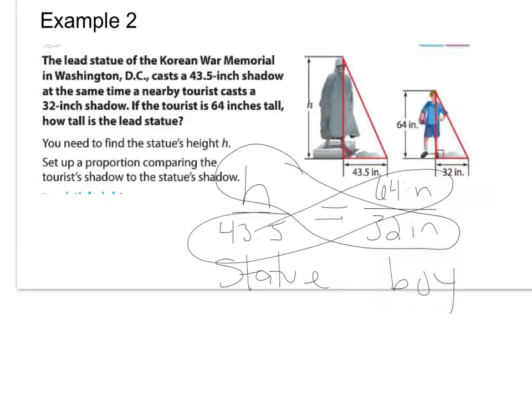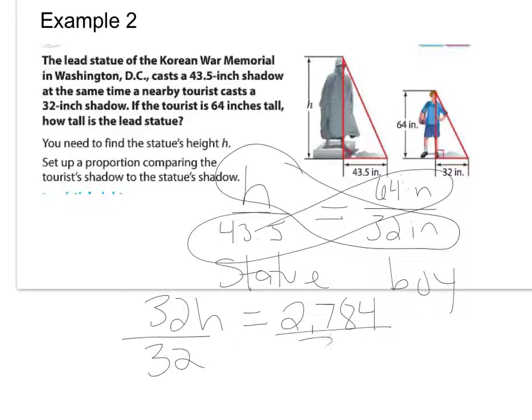Okay, get out your calculators. These are some pretty big numbers. We have 32 times h is 32h equals 43.5 times 64, which is 2,784. We need to get h alone, so if we divide it by 32, the height of the statue will be 87 feet, or not feet, inches tall.